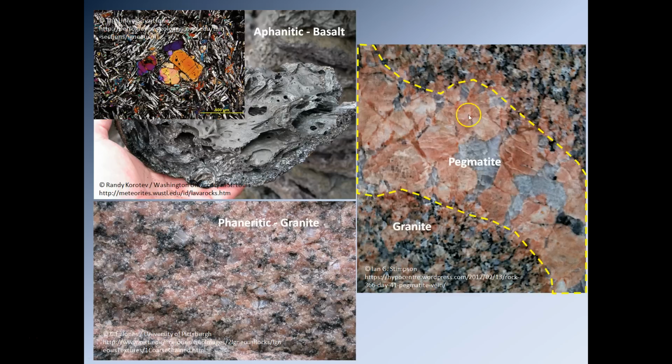Now compare the pegmatite over here to a granite. You can see that in the case of the granite, the crystals are easily visible. You can see them with the naked eye. However, they are less than 2 centimeters in size.